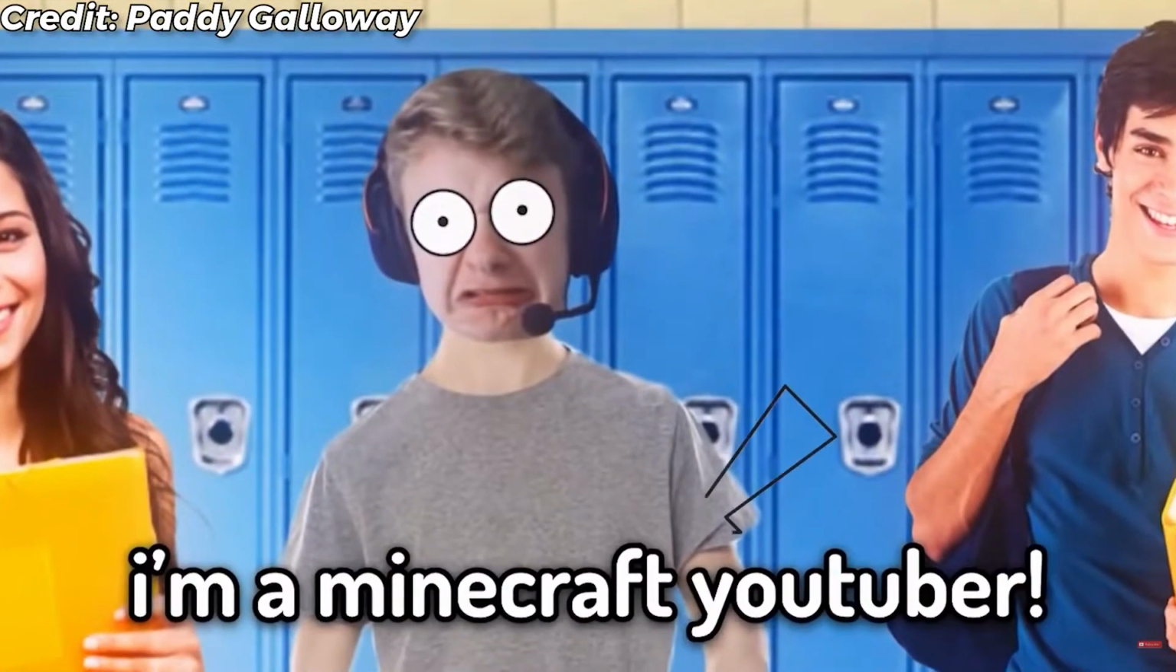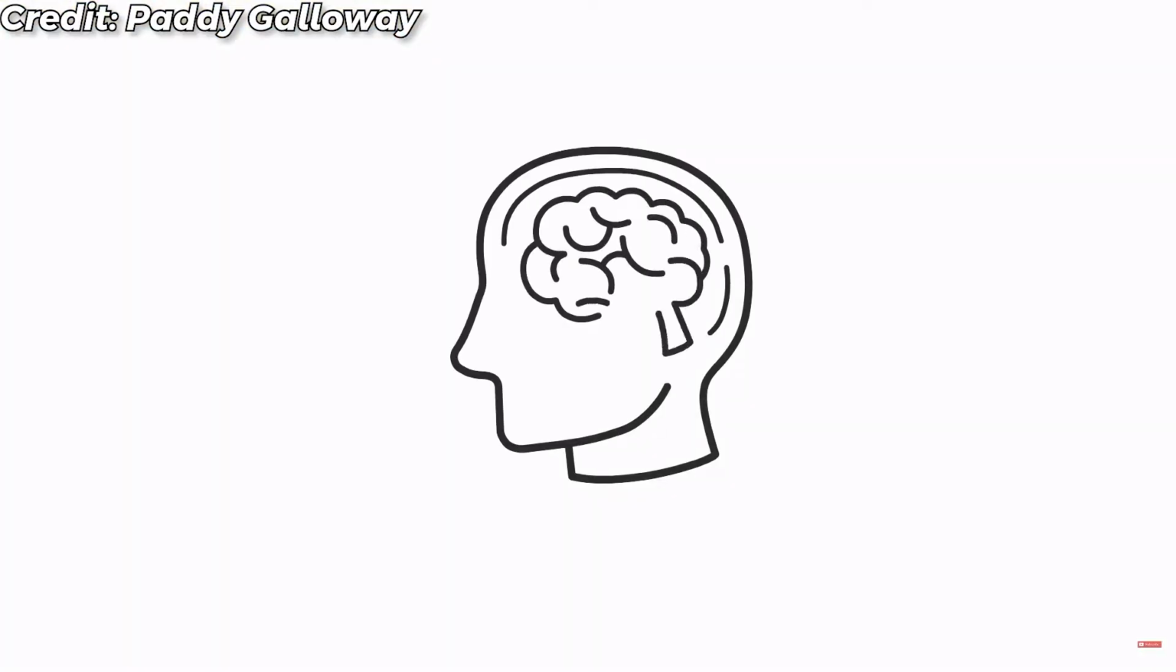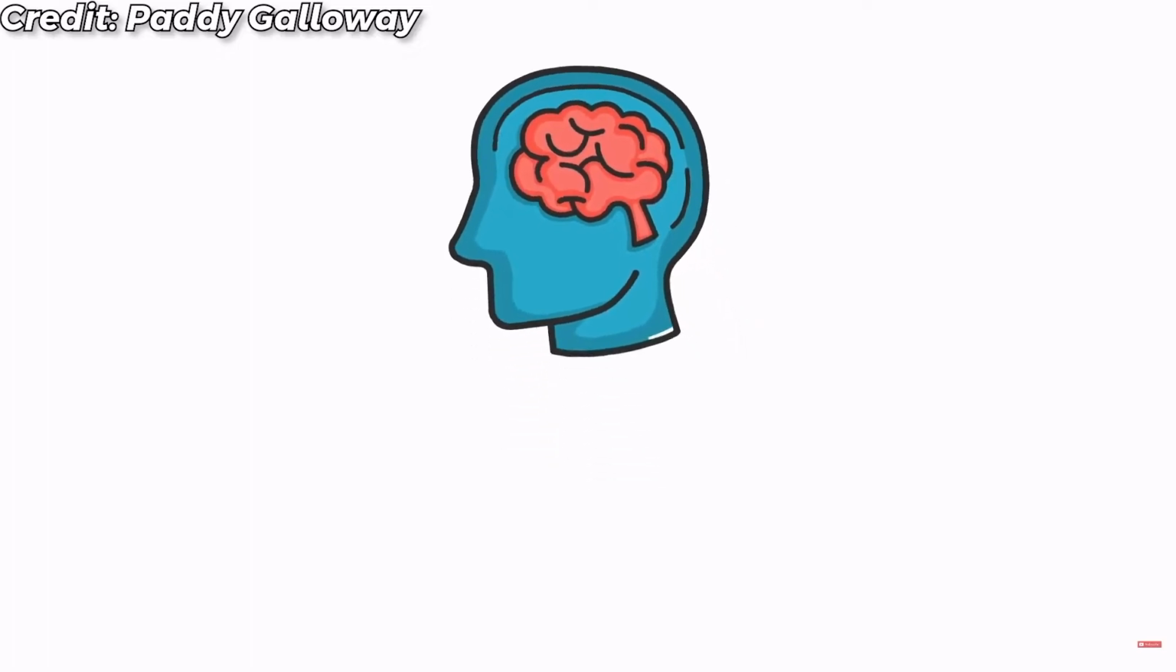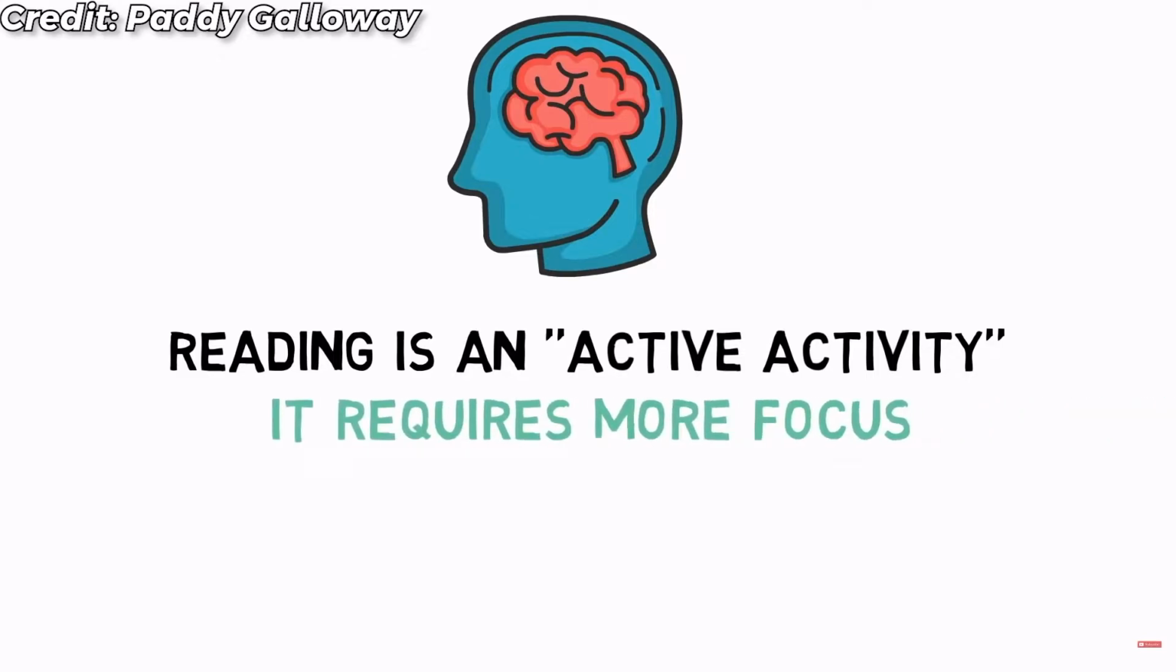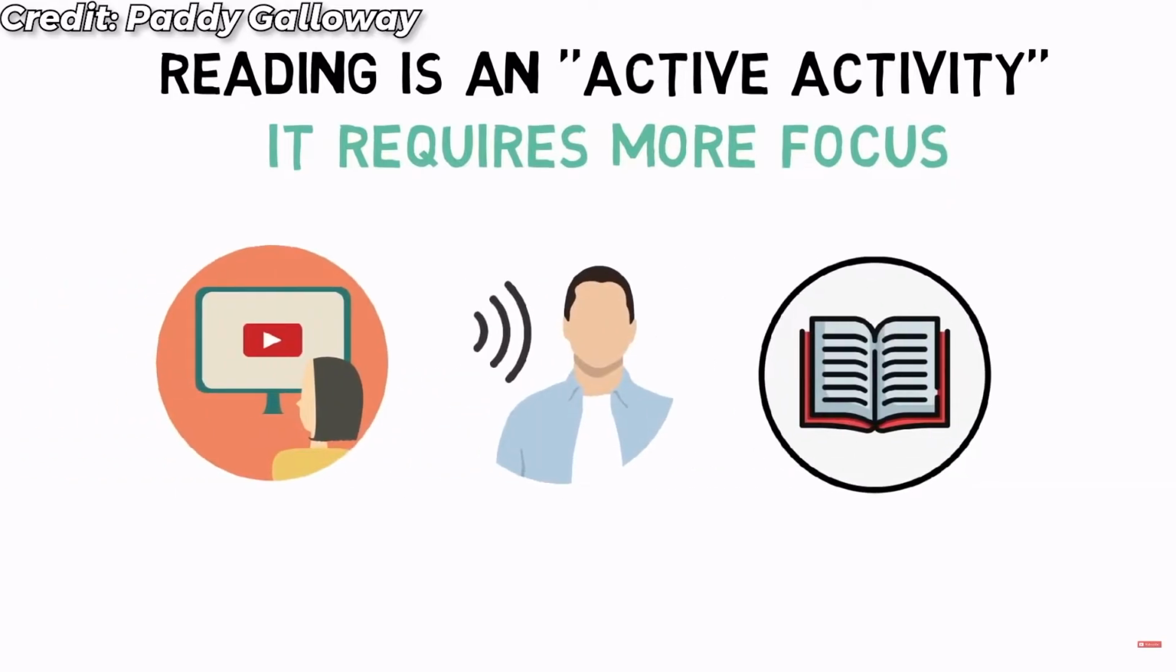Something else you might notice is Tommy's heavy use of text, and there's actually a psychological reason for this. Reading is an active activity, whereas listening and watching is passive. This basically means that by having text on screen at all times, Tommy is asking for more of your focus. You're watching, listening, and reading at the same time.